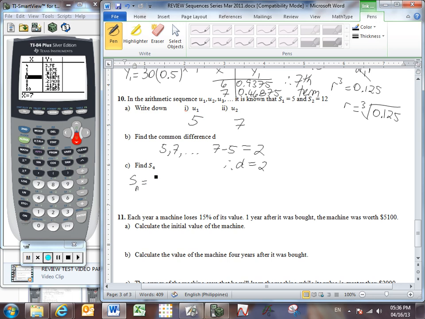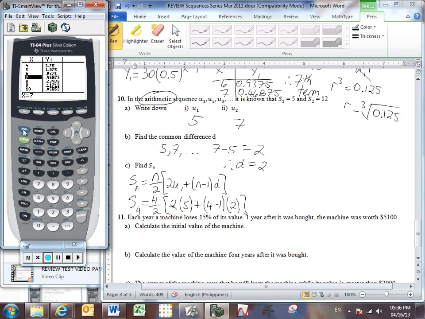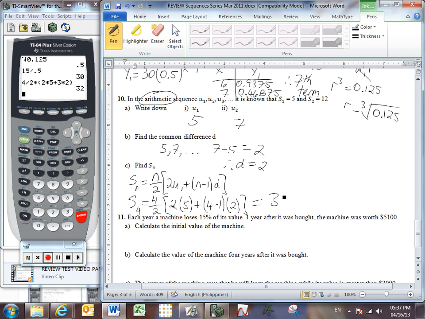So we know that the sum for an arithmetic sequence is going to be n over 2 times 2u1 plus n minus 1 d. So let's substitute what I know. I can see that I'm dealing with the first 4 terms, so 4 over 2 times 2 times u1, which we can see up here, is 5, plus 4 minus 1 times the common difference of 2. Type this all into the calculator. So here we go. 4 divided by 2 times, open brackets, 2 times 5 plus 3 times 2, and we get an answer of 32. And you're done.